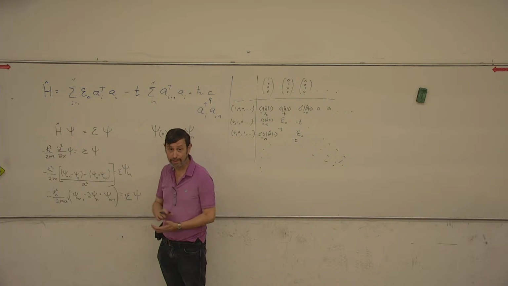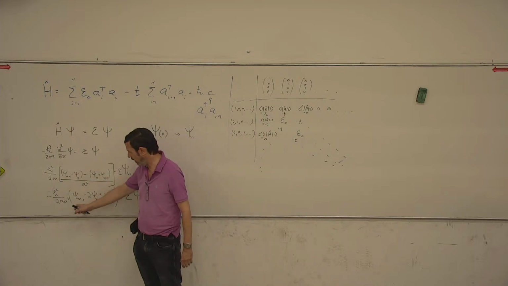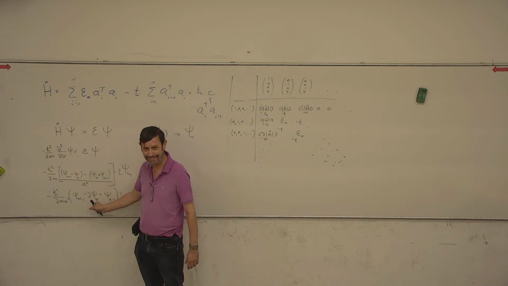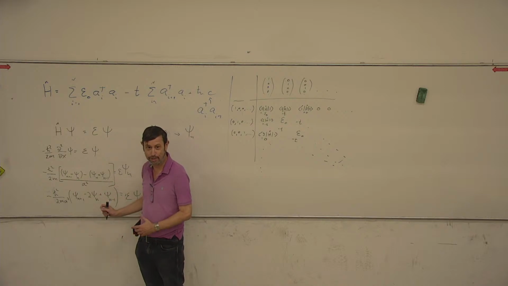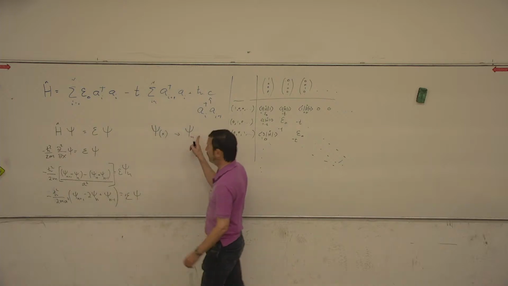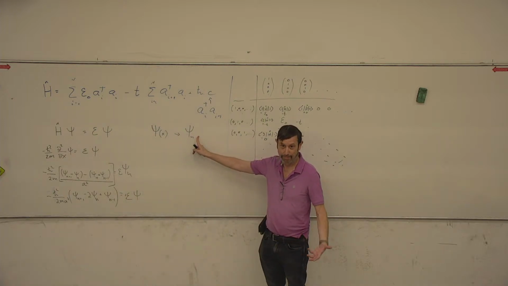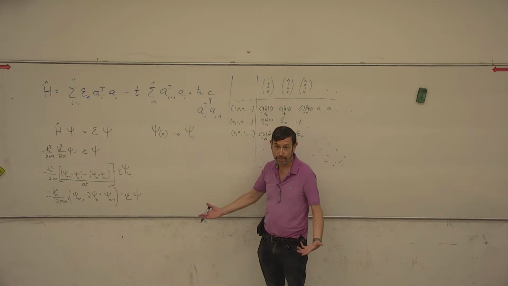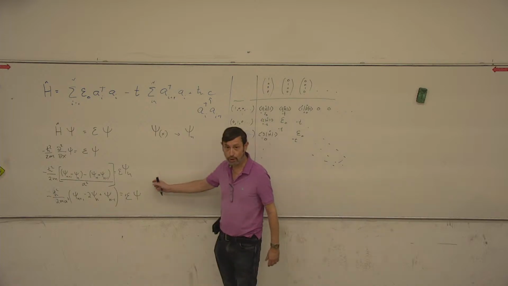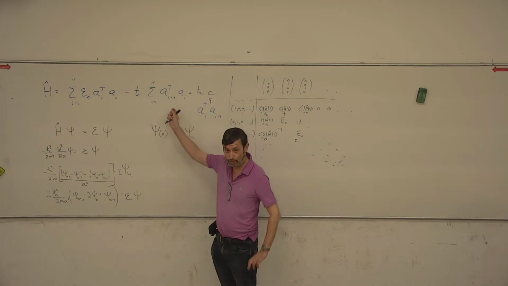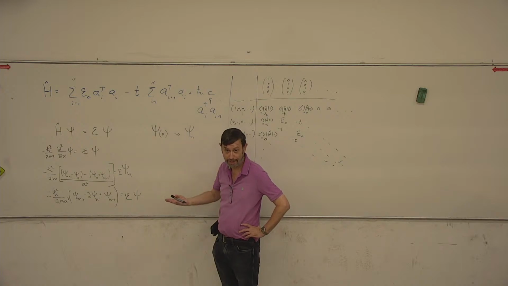I get the same structure because I always connect something that's at n to something that's at n plus 1 and n minus 1. So these are the only terms in the vector psi n that I connect between them. Again, a tri-diagonal description. Okay, so I've shown that from two different approaches, I end up with the same matrix.